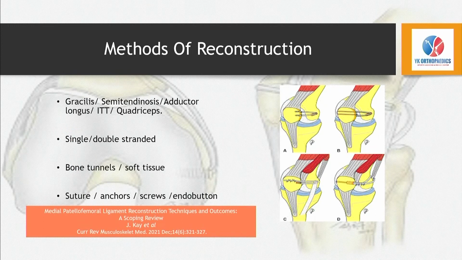We don't have any gold standard as to how to reconstruct. Various surgeons have tried many different techniques with different tendons, including gracilis, semitendinosus, iliotibial band, adductor longus, single or double-stranded, with bone tunnels or soft tissues, and different types of fixation materials, including sutures, anchors, screws, and endobutton. So there is no gold standard.